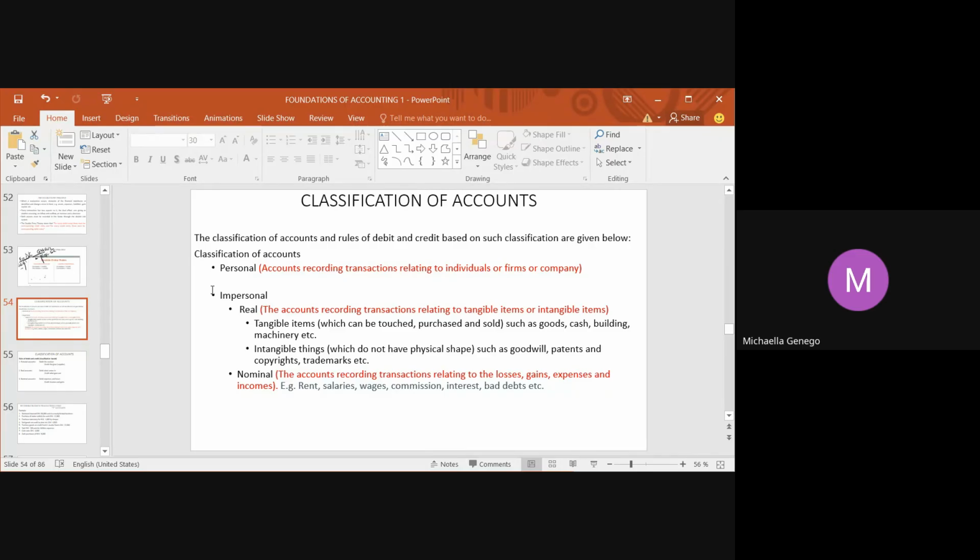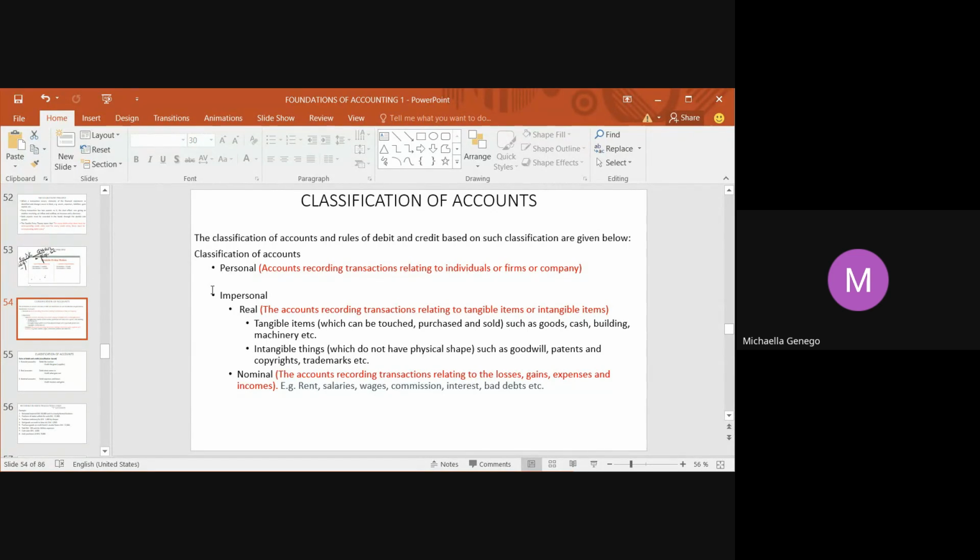And then in impersonal accounts, there are accounts other than people or organizations. So usually it's like the asset account, the tangible and intangible ones, like any type of asset at all, whether tangible or intangible.